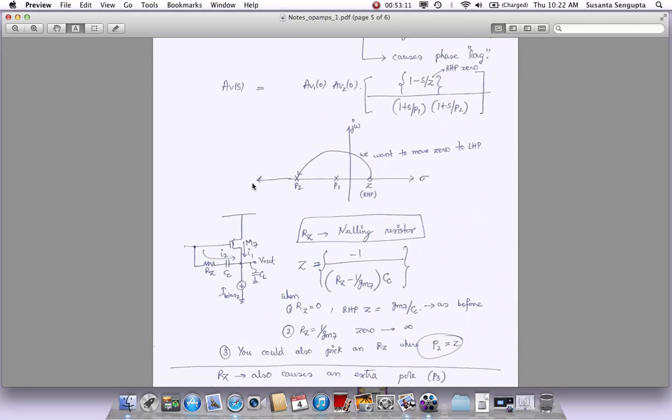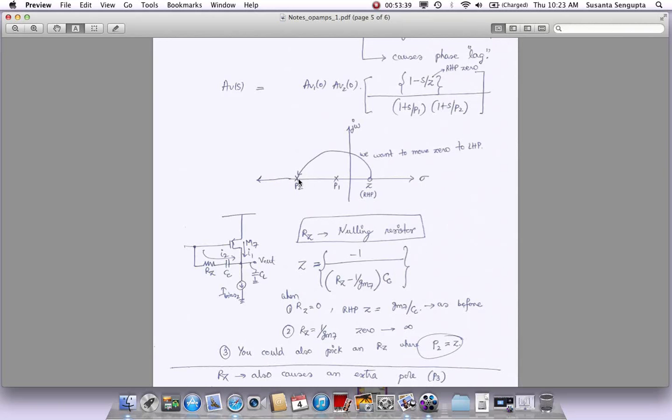Then as we are increasing RZ more, it's coming here and it's pushing the 0 in, and you could also pick a value of RZ such that the P2, we have the expression for P2 or wherever the P2 is, becomes equal to the 0 here. So this is what has happened. This starting point is RZ as 0. We increased RZ, it pushed it to infinity. It came back here, and then we further increased it, and we brought it almost close to the pole, and we can actually place it on top of the pole.